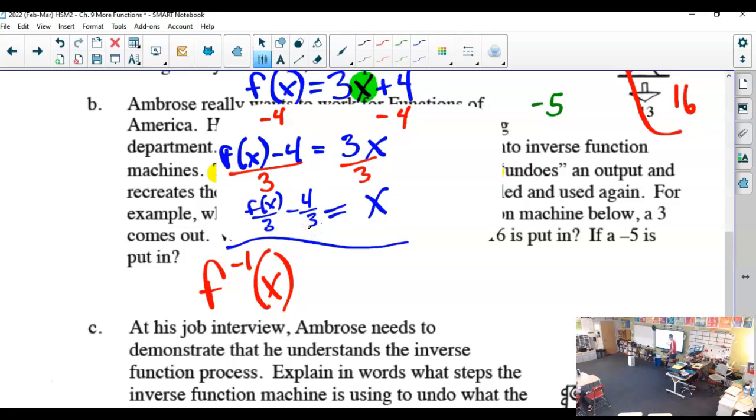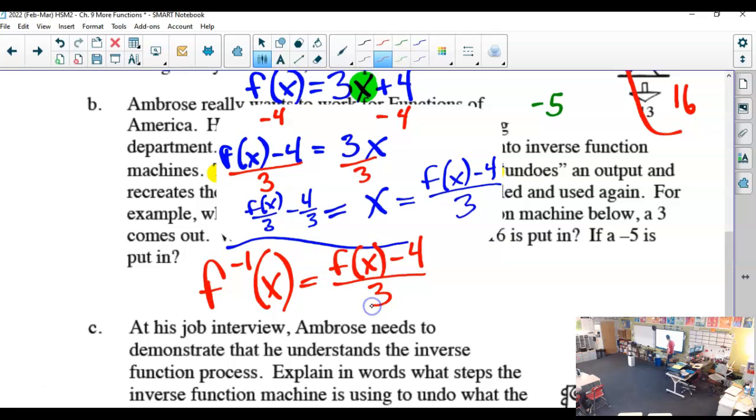Can't you just write f of x minus 4 over 3? I knew you guys would bring that up. We can also just write that. So the inverse function is f of x minus 4 over 3. That simple? Makes sense. And really what we could say here is the x will equal the y minus 4 over 3.